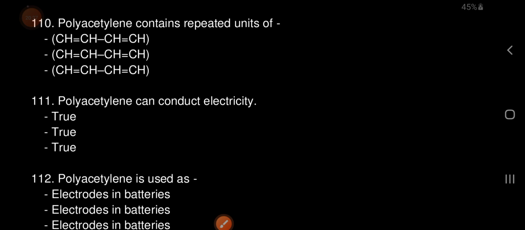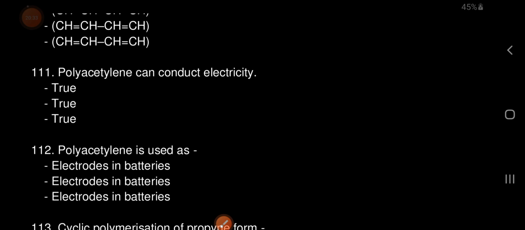Polyacetylene can conduct electricity. True. Polyacetylene is used as electrodes in batteries.